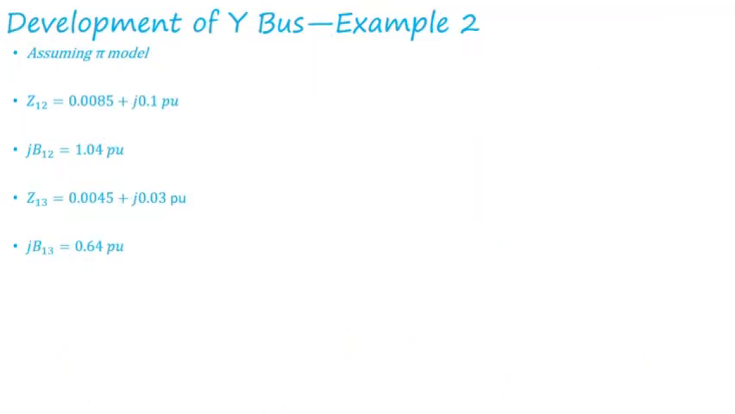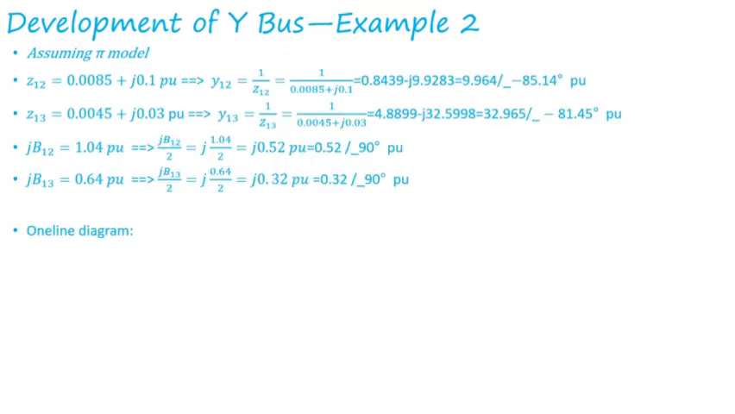So now let's do another quick example. Let's assume we have a pi model. Then we have here the impedance between branch 1, 2, and here's its shunt admittance. Then the impedance between branch 1 and 3, and here's the shunt admittance.